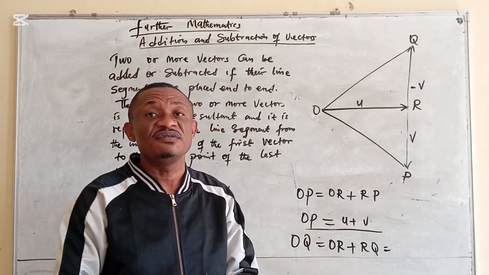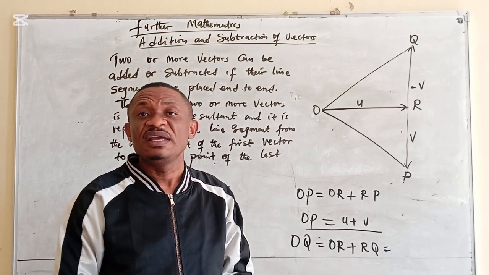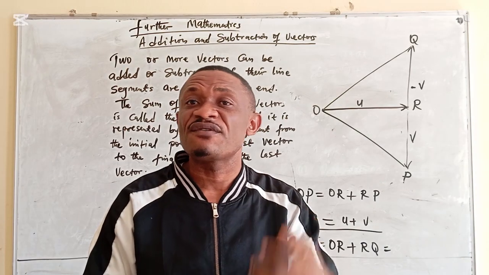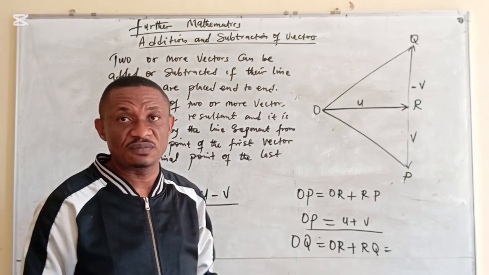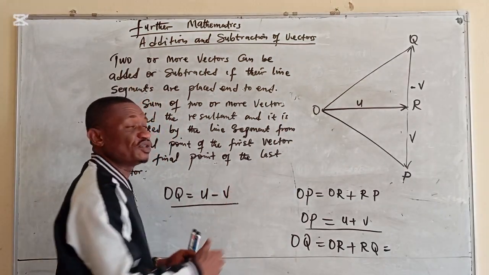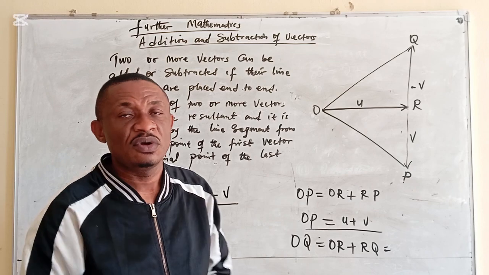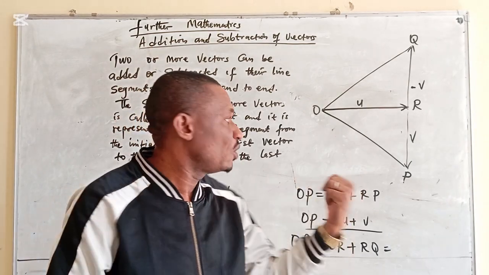Addition of two vectors, we're talking about only two. In my subsequent video, I will show how to add several vectors. Here we are talking about only two vectors. So this is what we call addition of vectors. So watch out for examples under this.